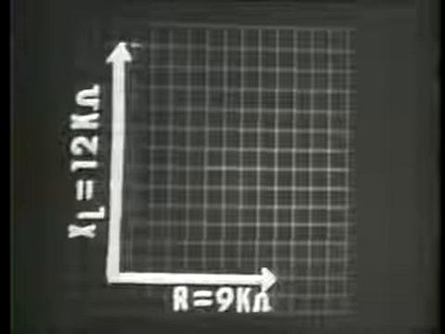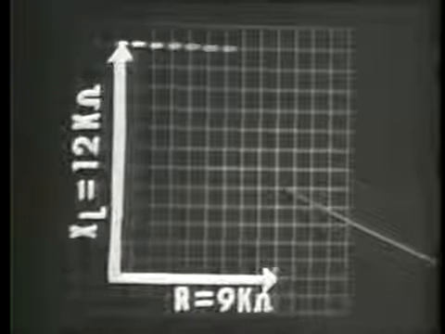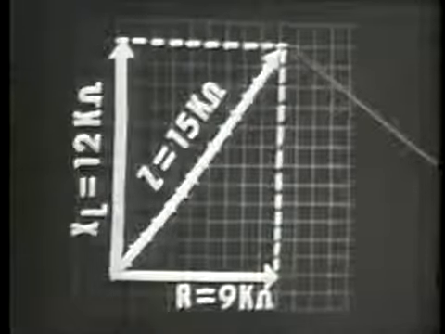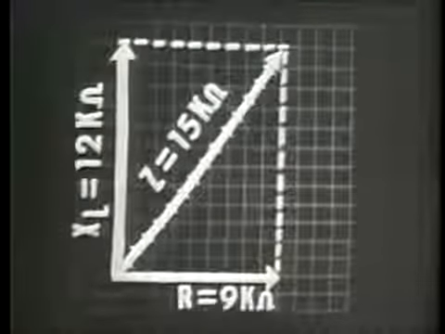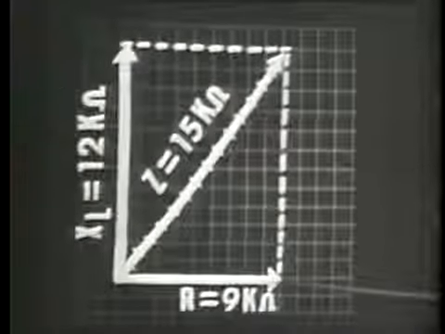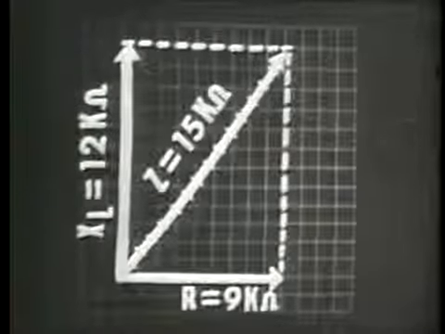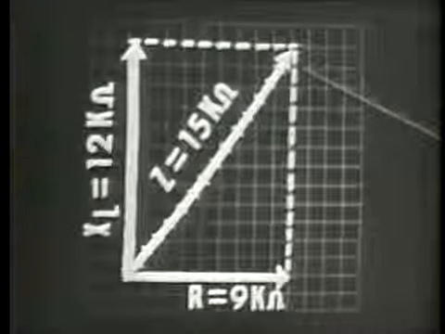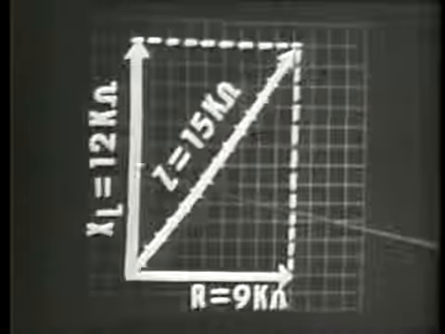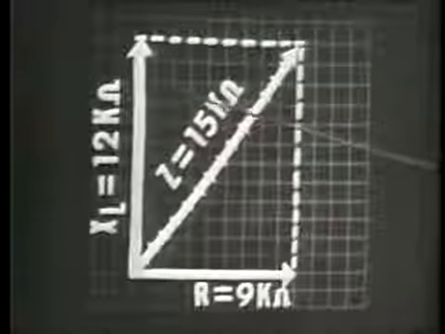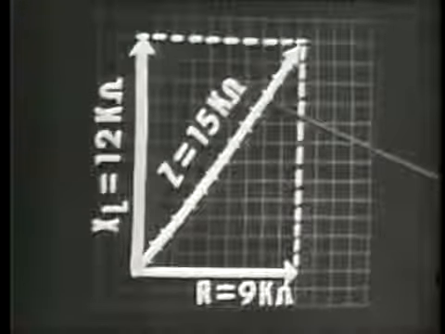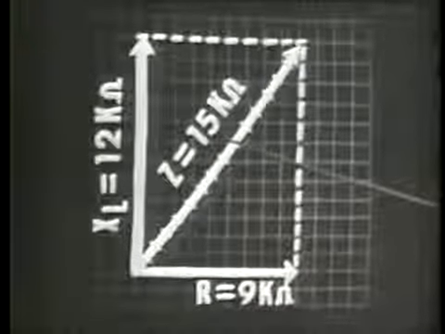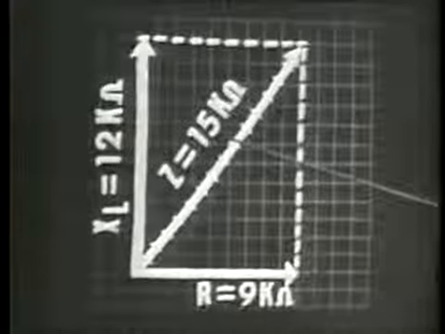To find the total opposition, then, we construct a parallelogram and then connect these two corners. Then, with the same unit of measure that we used for constructing our R and X sub L vectors, we measure the physical length of the resultant vector. This vector then represents the vector sum of R and X sub L and is the total opposition in our circuit. And in our example, we have 15 units or 15 k ohms of impedance.